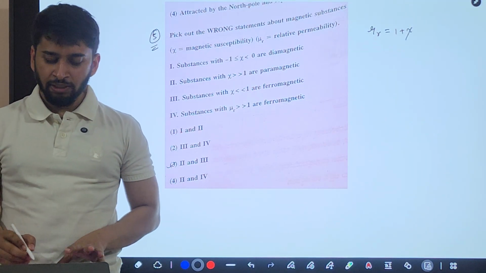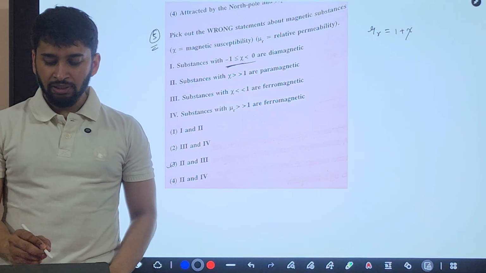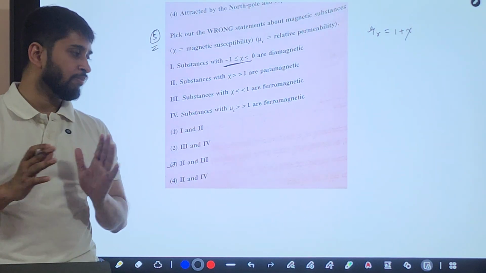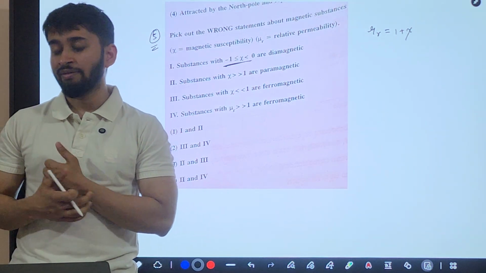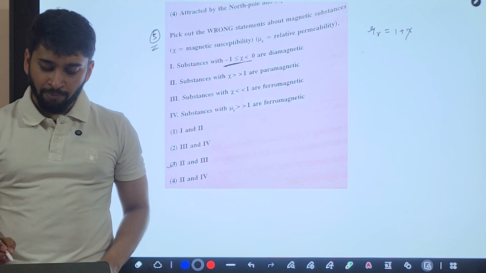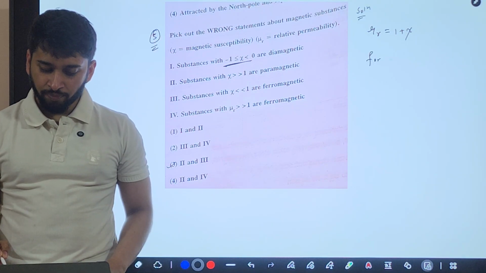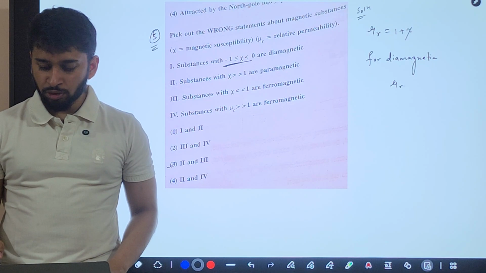So for diamagnetic substance, this is correct. Diamagnetic substances will have the magnetic susceptibility negative, but small value. It will not be very large negative value. The idea is that mu r should be less than 1. Okay, for diamagnetic, mu r should be less than 1. Fine.